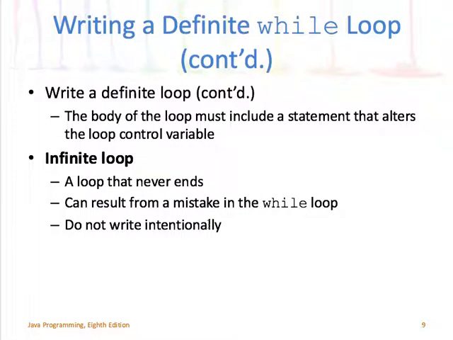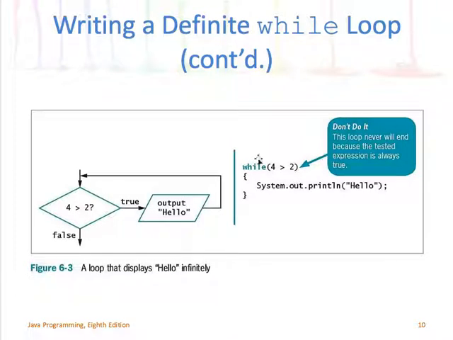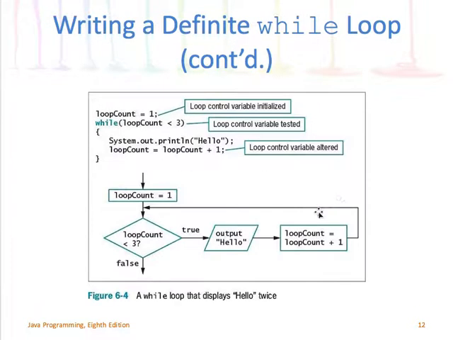Writing a definite loop, continued. An infinite loop, a loop that never ends, can result from a mistake in a while loop or be written intentionally. Now, I wrote this one not intentionally. Let me tell you, how do I stop it? I had to go to my task manager and kill a program because it just kept going and going. It was taking up all my space. Don't do while 4 is greater than 2. We know that 4 is never going to be greater than 2, at least in this lifetime. So that loop will never end because the tested expression is always true.